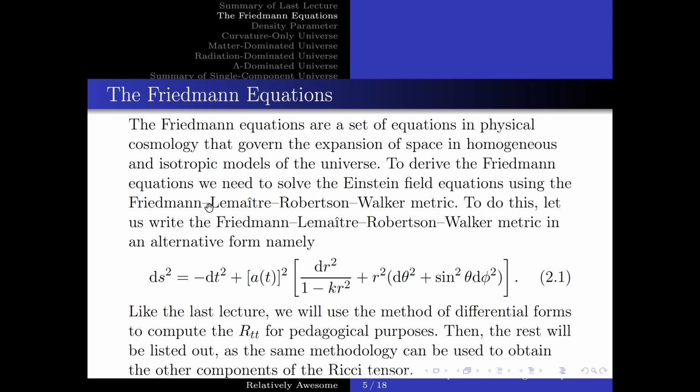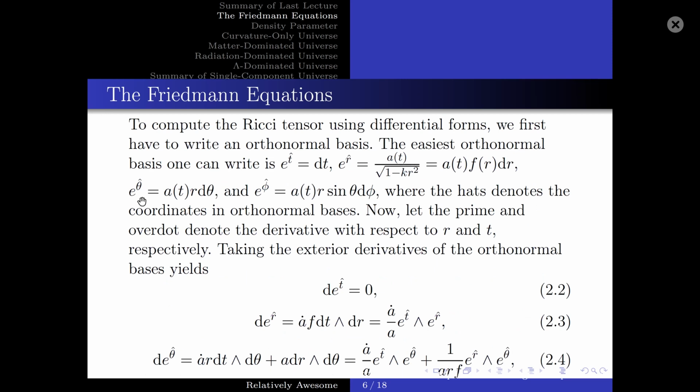To do this, let us first write the Friedmann-Lemaitre-Robertson-Walker metric in an alternative form, namely the following. Like the last lecture, we will use the method of differential forms to compute the R_tt component for pedagogical purposes. Then the rest will be listed out, as the same method can be used to obtain the other components of the Ricci tensor.